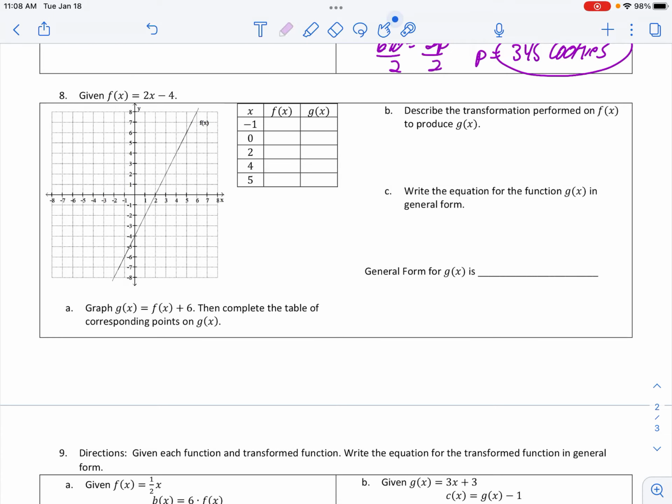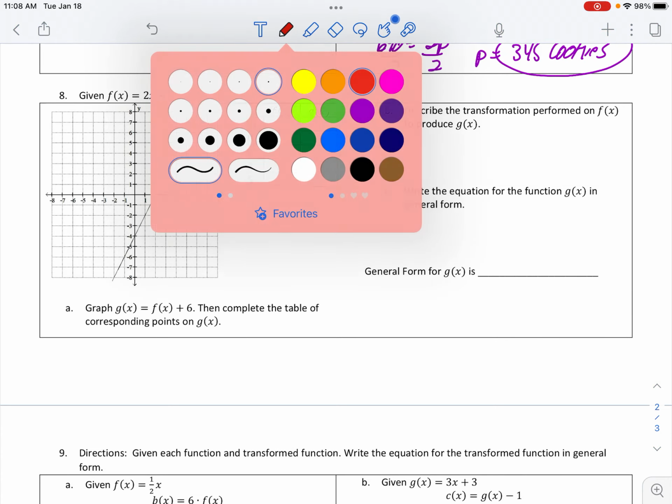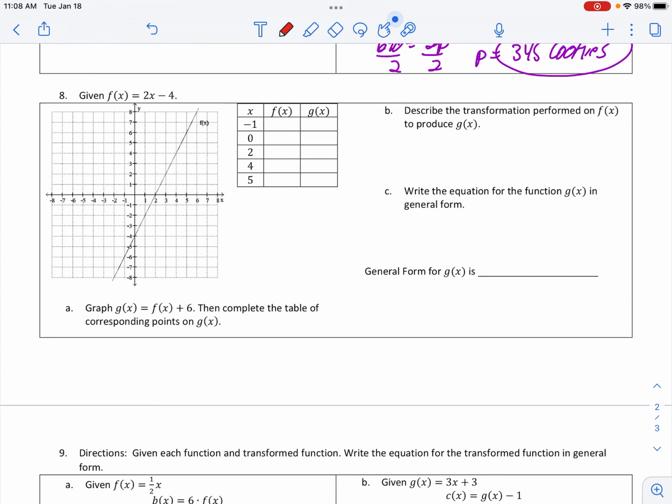Okay, for number 8 on our transformation, we've got this original given as 2x minus 4. So f of x is again 2x minus 4. When x is negative 1, I plug in negative 1 for x and do a little bit of mental arithmetic. Or I can see on my graph negative 1 down here at negative 6. Either way I do that, I still get negative 6.